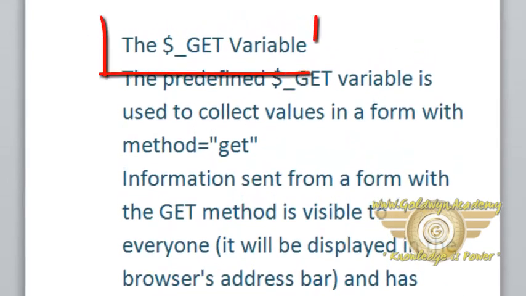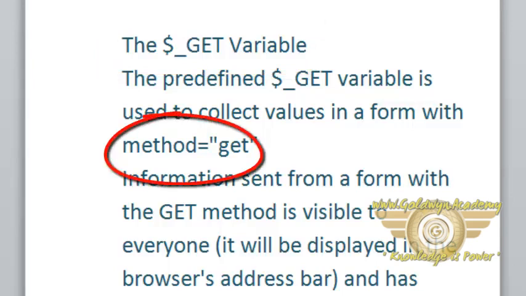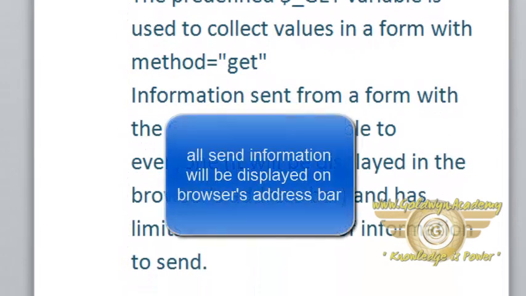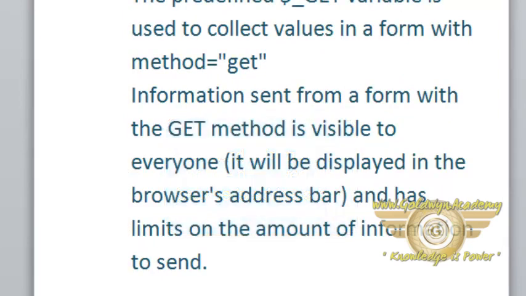In PHP, the predefined $_GET variable is used to collect values in a form with method equal to get. Let's talk about this. Information sent from a form with the get method is visible to everyone. It will be displayed in the browser's address bar and has limits on the amount of information to send.